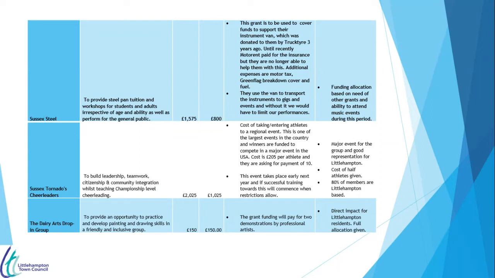Sussex Tornado Cheerleaders. Grant requested £2,025, grant proposed £1,025. Cost of taking and entering athletes to a regional event. This is one of the largest events in the country, and winners are funded to compete in a major event in the USA. Cost is £205 per athlete, and they are asking for payment for 10 athletes. This event takes place early next year, and if successful, training towards this will commence when restrictions allow.